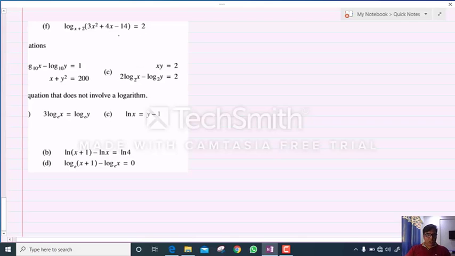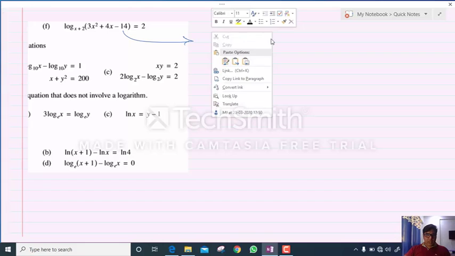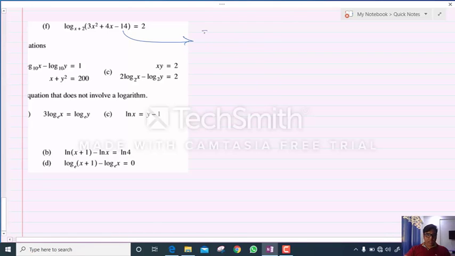Now this type of question, how do you work it out? In this case also we're supposed to find x. We can work it out in exponential form, that is 3x square plus 4x minus 14 is equal to 2 raised to x plus 2, right? Okay, is it correct? I have made a mistake. What is that? It has to be x plus 2 raised to 2. Do you understand this?